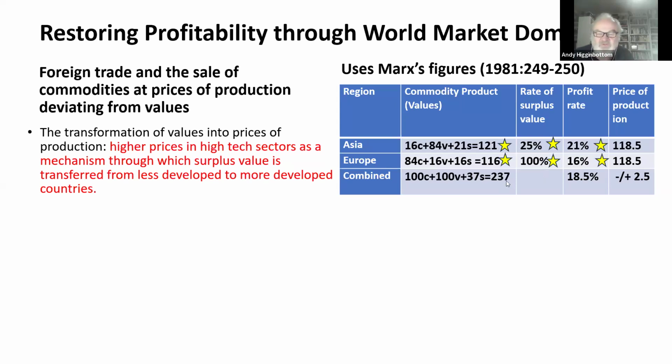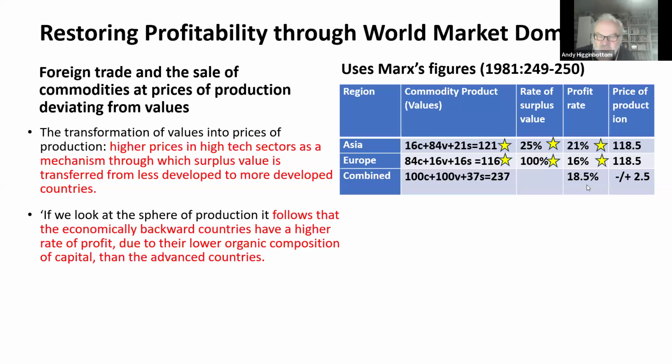Now, Marx's transformation: he puts these two together, this is a simulation of Marx's transformation, and adds up a total and works out what the average rate of profit would be across these two regions, right? So you get a total of 37 surplus value, total invested 200. So the rate of profit is 18.5%. Now, this is a simulation of Marx's price of production procedure.